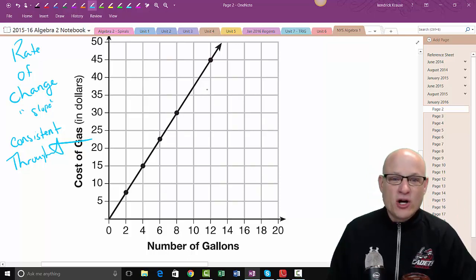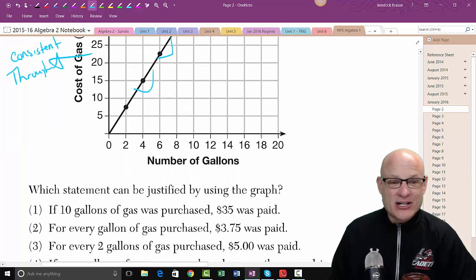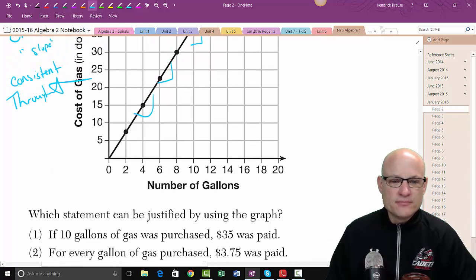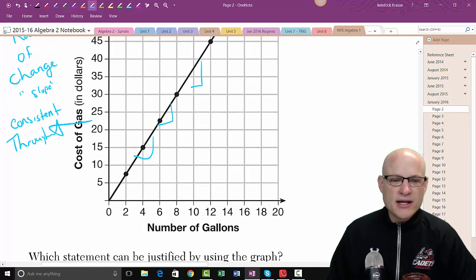Anyway, everywhere you go, the slope will be the same. Nothing's going to change. It's not any steeper any place along here because it's linear. So, if 10 gallons of gas was purchased, $35 was paid. Let's see if that's true. 10 gallons of gas, $35 was paid.